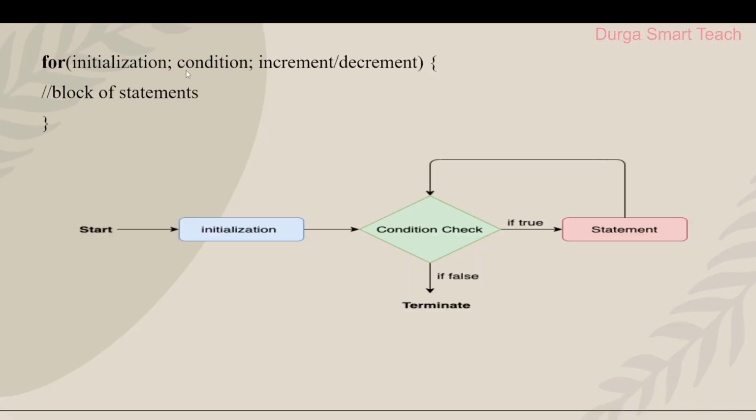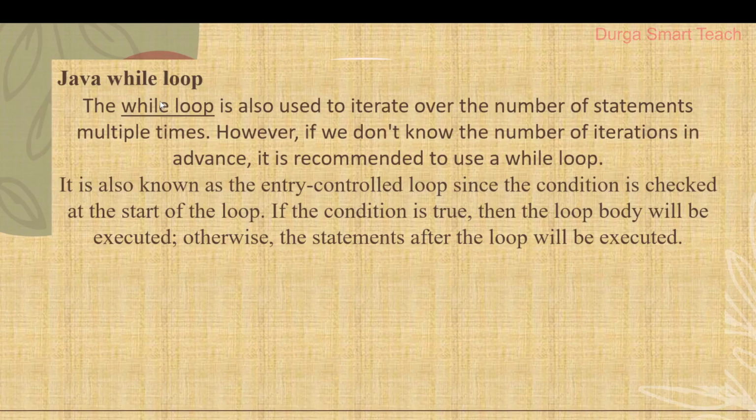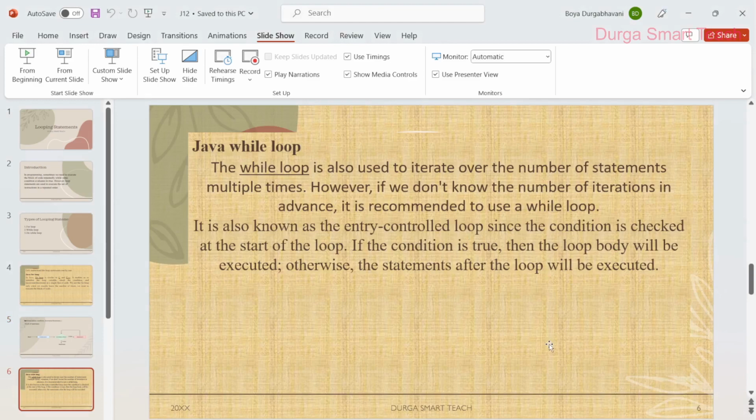Why? Because if the condition is true, then only the block of statements are executed. Otherwise, the block of statements are not going to be executed. Yes, if the condition is true, then the loop body will be executed. Otherwise, the statements after the loop will be executed, not in the loop, after the loop. Okay, so let's see the program.